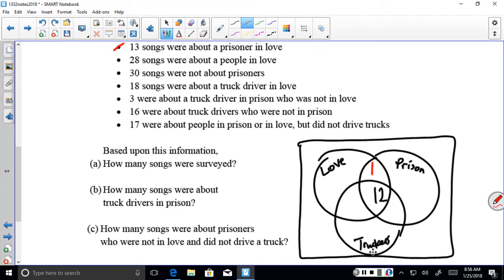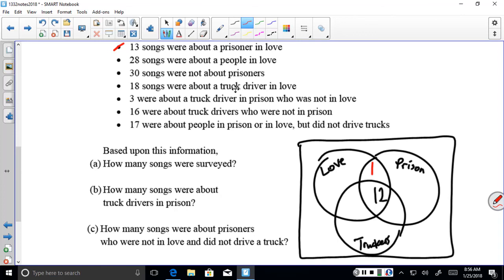"28 songs were about people in love." Okay, so they could be in prison or not, truck drivers or not, they're just people in love. So the love circle is going to add up to 28. Can't do that yet. 30 songs were not about prisoners. So if you take your hand and you cover up the prison circle, then the other 4 spots would add up to 30. Can't do it yet.